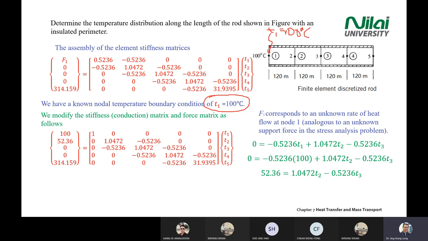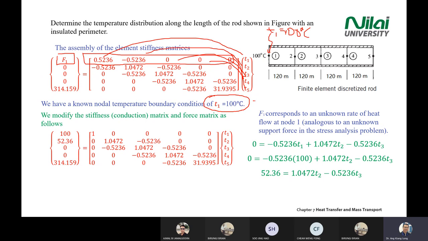What we're trying to do here is that we manipulate the matrix where we transform this equation. You know that F1 is actually the equation: this one times this one, plus this one times this one, plus this one times this one, and plus this one times this one. From the above equation, you have one equation that you're not able to solve because we don't know F1 value. However, we have the second information that will help us to rebuild the matrix, which is T1 equal to 100 degrees C. So how do you build this equation from this matrix?